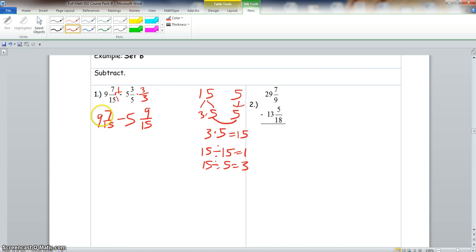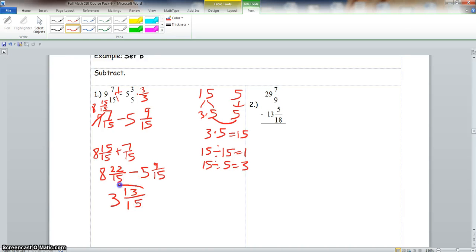We need to borrow 1 from this 9. So we know that will become 8. And we look at this denominator. This is really 8 and 15 over 15. So now we will have 8, 15 over 15, plus 7 over 15, because we need to take care of this portion first. Now when we add those together, we'll have 8, 22 over 15, minus 5 and 9/15. 8 minus 5 is 3, 22 minus 9 is 13, and your denominator is 15. And that is your final answer.